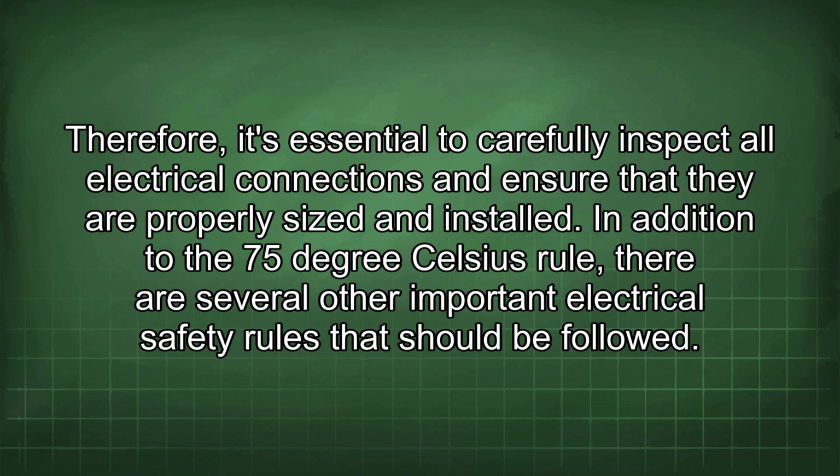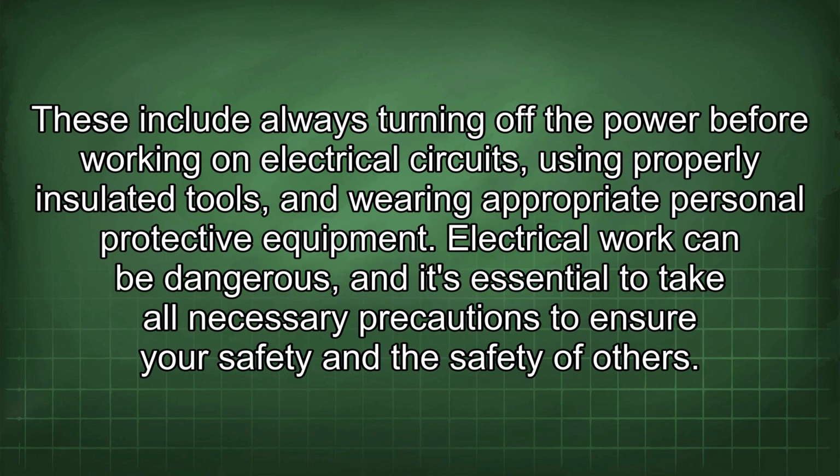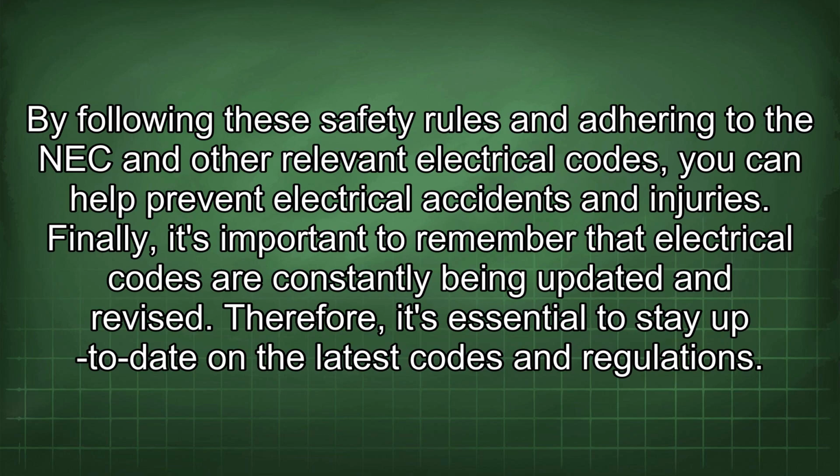In addition to the 75°C rule, there are several other important electrical safety rules that should be followed. These include always turning off the power before working on electrical circuits, using properly insulated tools, and wearing appropriate personal protective equipment. Electrical work can be dangerous, and it's essential to take all necessary precautions to ensure your safety and the safety of others. By following these safety rules and adhering to the NEC and other relevant electrical codes, you can help prevent electrical accidents and injuries.